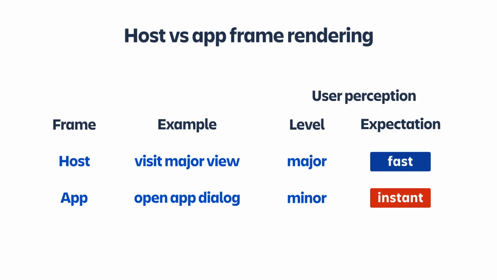Now let's take a look at the way a user expects our products to behave. When a user navigates to one of our products or navigates between major views in our products, they perceive this as a full page load. These days, they expect page loads to be fast. However, users expect minor operations within a view to be instant. The user doesn't care that under the hood there's an iframe being created for an app which requires a whole lot of new resources to be retrieved and rendered.